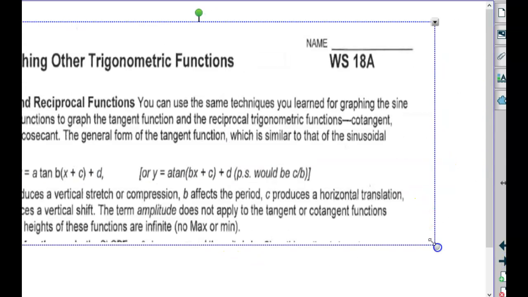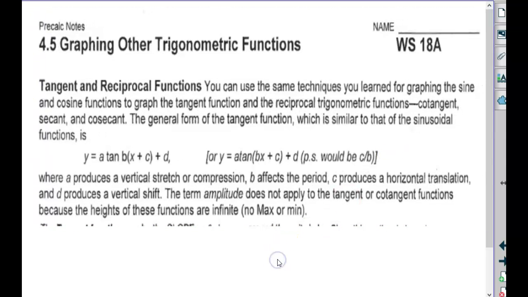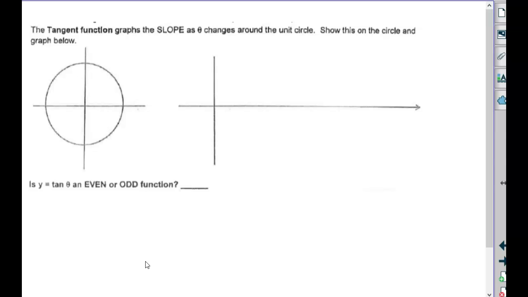All right, on the top of worksheet 18, it says you can use the same techniques you learned for graphing sine and cosine to graph the tangent and the reciprocal functions. The general form of tangent is here. You will not have a phase shift on the quiz. You could have A, B, or D changed. A is a vertical compression or stretch. B changes the period, and D is a vertical change, shifting the graph up or down.